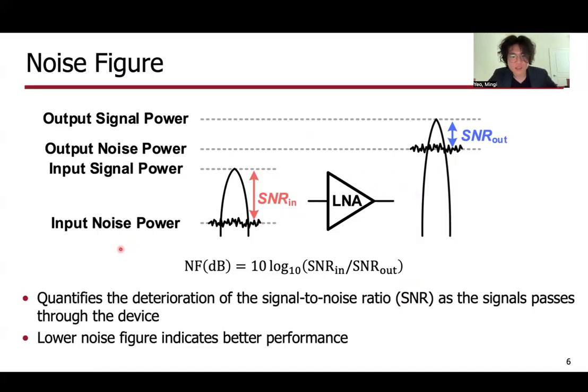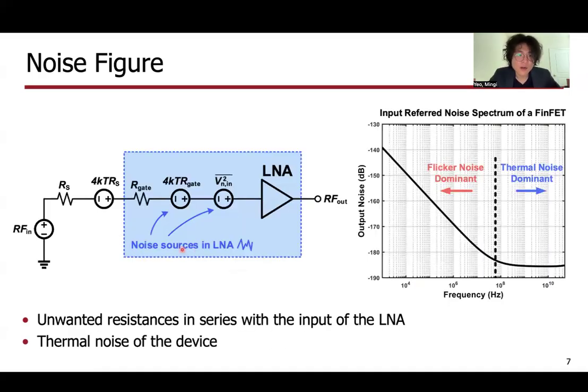Lower noise figure indicates better performance, which means that the LNA does not add as much noise onto the input signal that it amplifies. There are two primary noise sources in an LNA. First, any unwanted resistance in series with the input of the LNA adds a white thermal noise to the input, which degrades the noise figure of the LNA. Second, noise comes from the device itself.